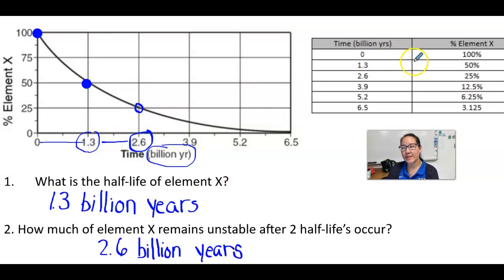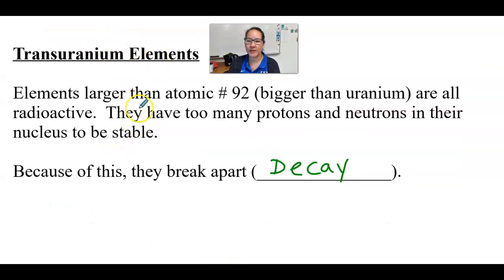We can also look at the data table over here. When we go from 100 to half of that, 50, the time that has elapsed is 1.3 billion years, and then when we go half of that, a total of 2.6 billion years has gone by. Transuranium elements, elements larger than atomic number 92, bigger than uranium, are all radioactive. They have too many protons and neutrons in their nucleus to be stable. Because of this, they break apart or decay.